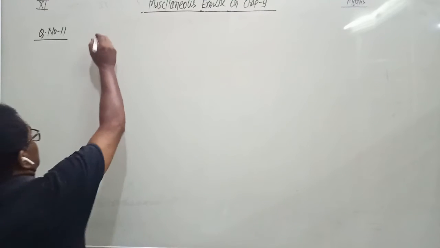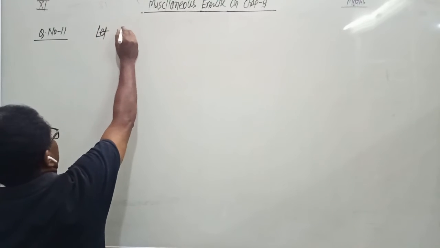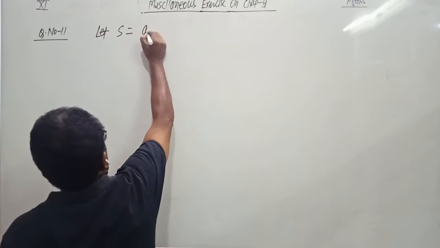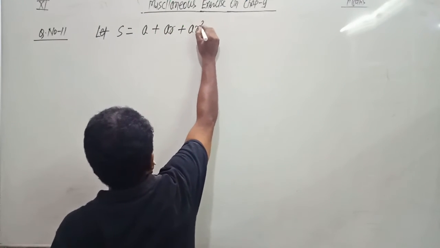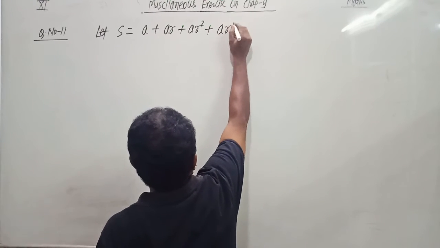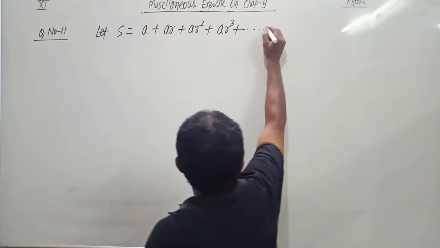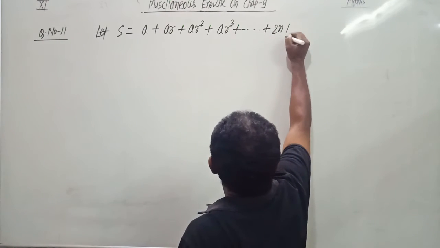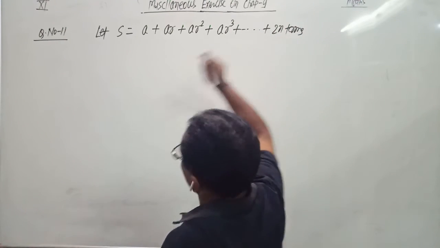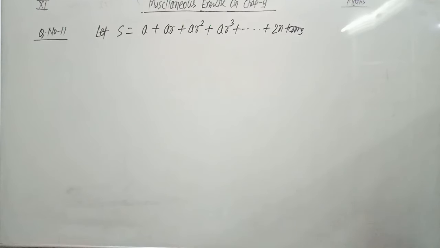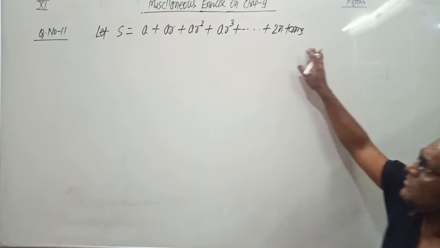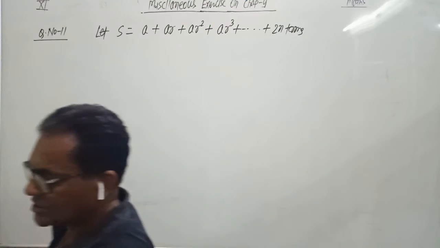We are given that a GP consists of an even number of terms. So let S equal a plus ar plus ar square plus ar cube, and so on, with an even number of terms. When we put n equals 1, 2, 3, we get the even number of terms 2, 4, 6, 8, 10.